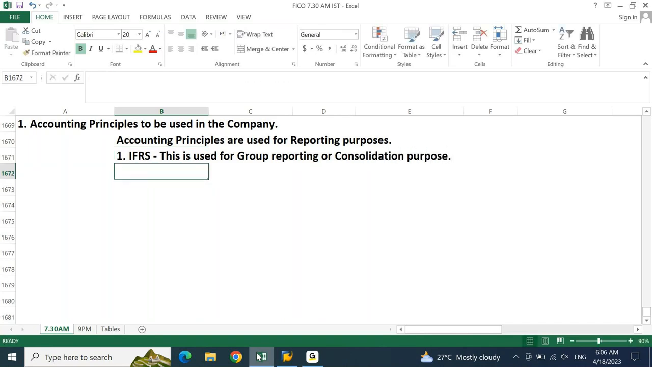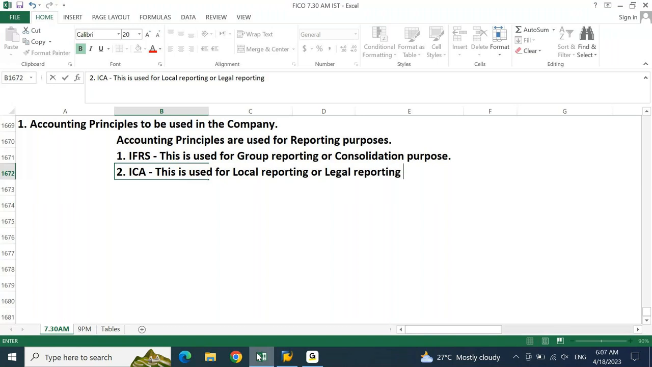Clear? First one will be IFRS accounting principle. This will be used for group reporting or consolidation purpose. Second one will be ICA. When I say ICA, I mean Indian Companies Act. I'll say this is used for local reporting or legal reporting in the country.